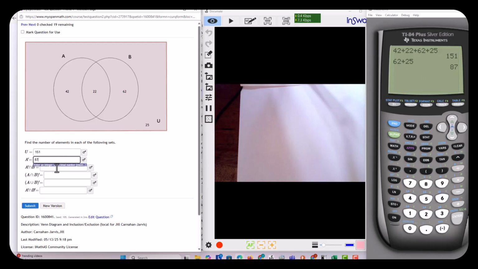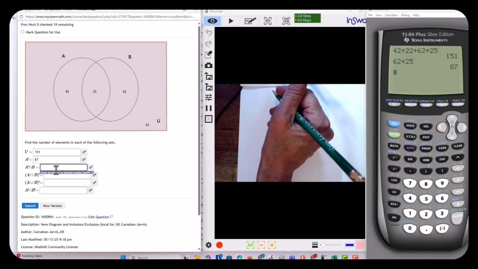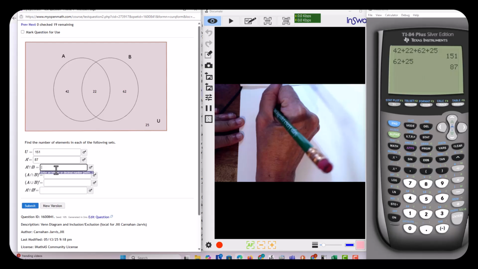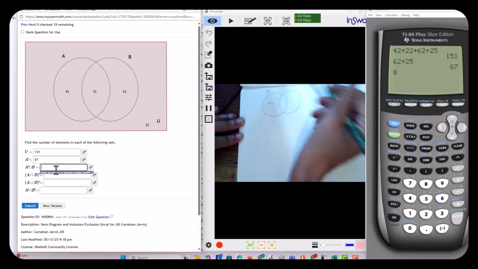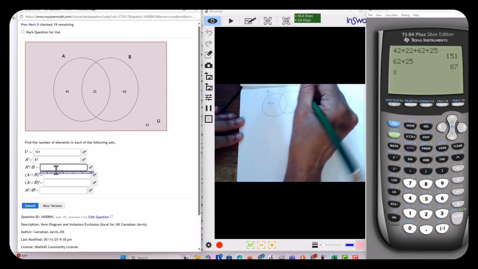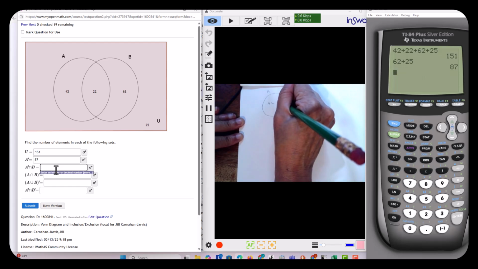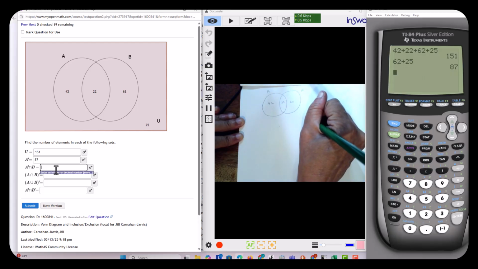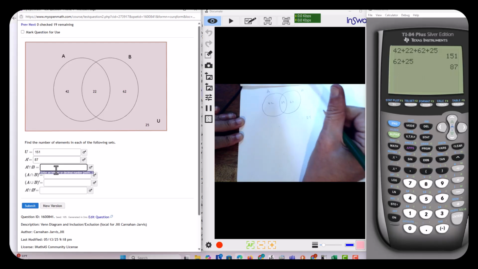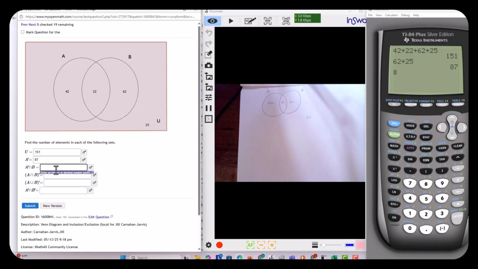Okay. Now when we get to these, we may have to actually draw the picture out a little bit better. So let me just draw this. And I may have to shade it myself to figure out what the answer should be. 42, overlap B here, and this is going to be 22, and then this is 62, and down here, not in any of the sets, is a 25.